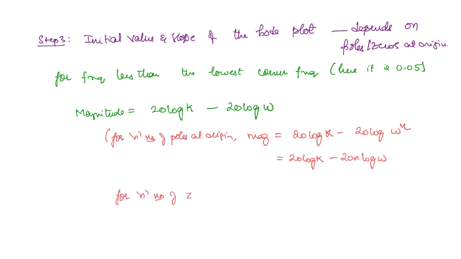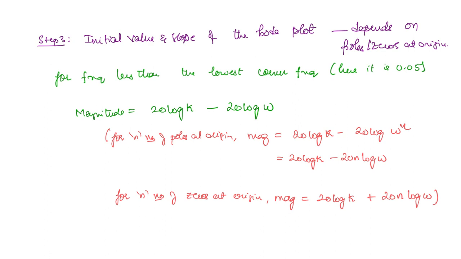For n number of zeros at origin, the magnitude you are going to get is 20 log k plus 20n log omega. Here we have a pole, and that too only one pole, so n is equal to 1. So here, 20 log k minus 20 log omega.